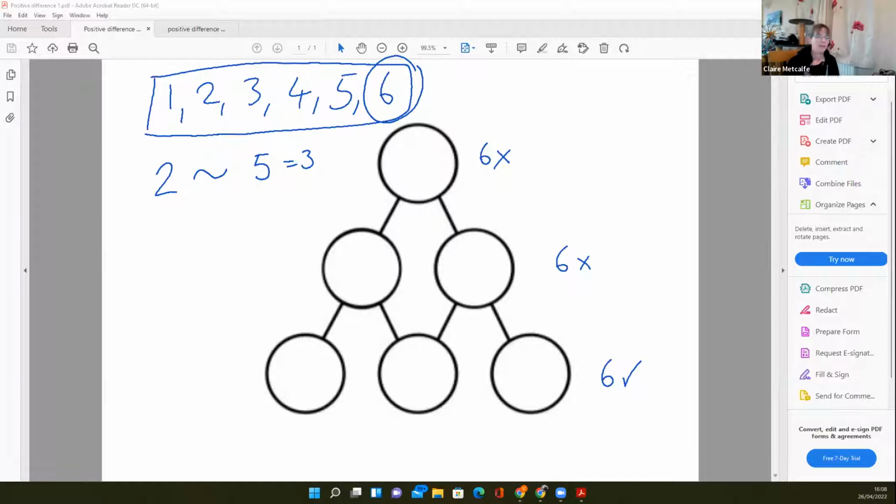Well, let's have a think about that. So we've got somebody who says 5 can't go in the top, but it can go in the middle. 5 can go in the middle. So for those of you who are saying that 5 can't go in the top, why can 5 not go in the top?